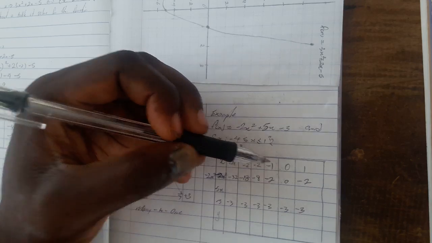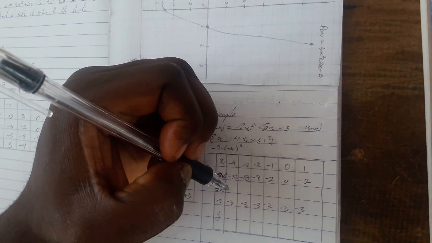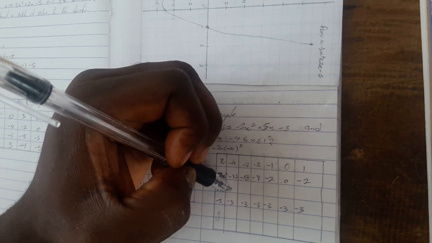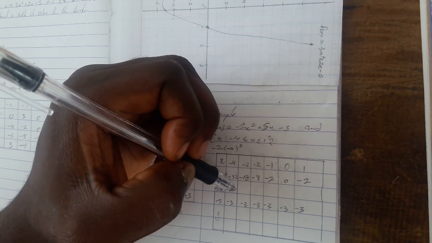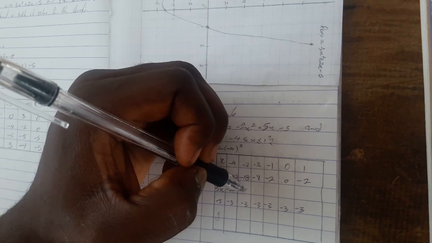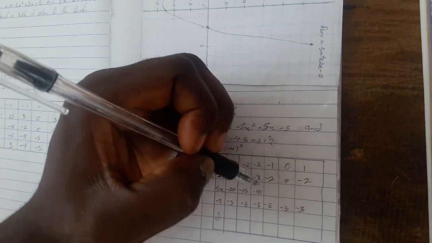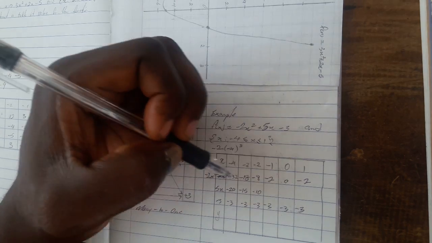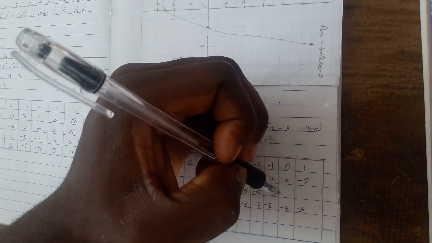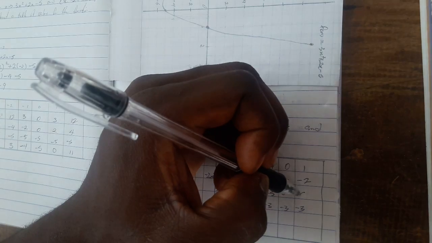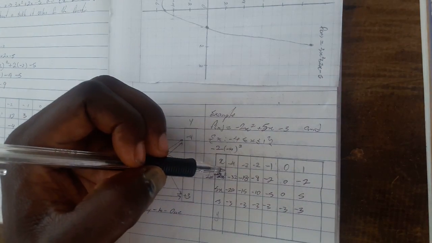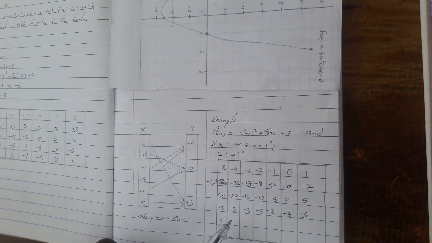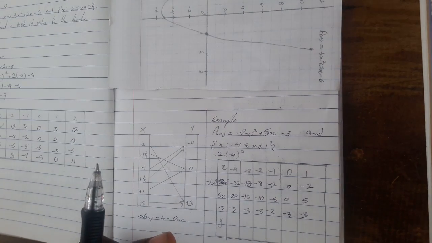Then 5 times everything at the top there. 5 times minus 4 is minus 20. 5 times minus 3 is minus 15. 5 times minus 2 is minus 10. 5 times minus 1 gives you minus 5. 5 times 0 is 0 and 5 times 1 is 5. And now we have to do our addition and subtraction here. Just realize this cannot go on this graph. We need a different scale for the y-axis, so I'll put a different graph.